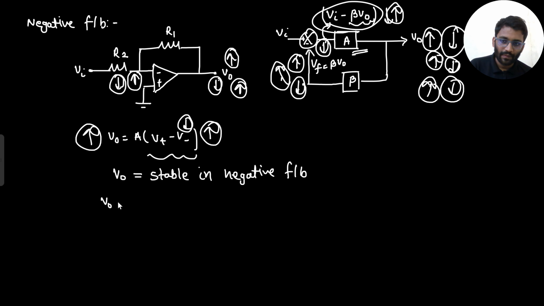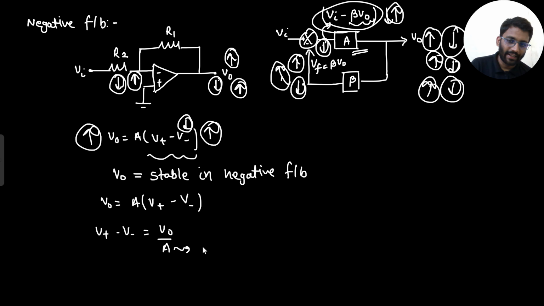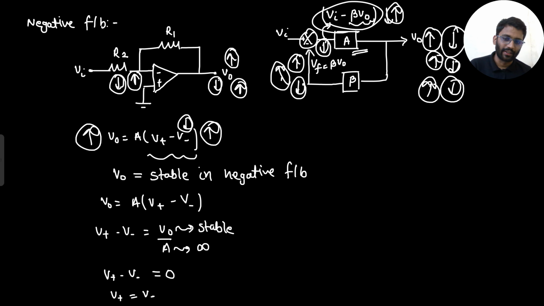Now, V0 is equal to A into V positive minus V negative. So V positive minus V negative is equal to V0 by A. Now A is very large, A is towards infinity, and V0 is stable. It is not always increasing or always decreasing. It can be a finite value, but it is stable. So with a finite value and A infinity, this value can go to 0. So V positive minus V negative goes to 0. So V positive will be equal to V negative. So that's why virtual short is valid.